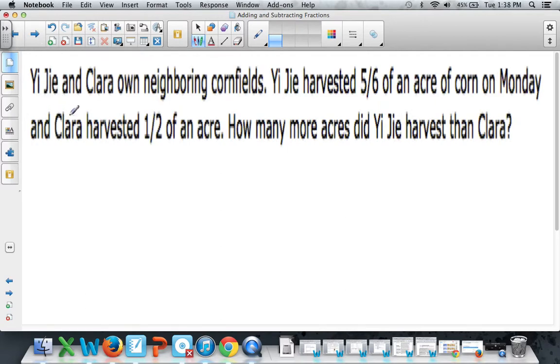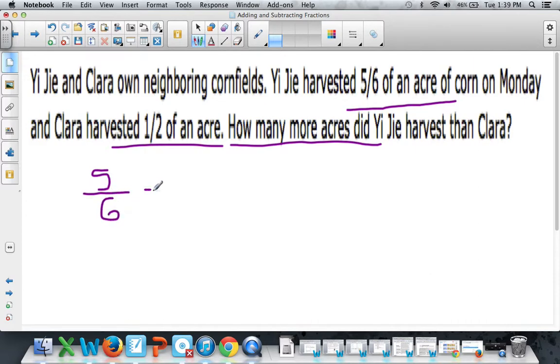Yiji and Clara own neighboring cornfields. Okay, I guess they're both farmers. Yiji harvested 5/6 of an acre on Monday, and Clara harvested 1/2 of an acre. How many more did Yiji harvest than Clara? Ooh, subtraction. So Yiji did 5/6, and Clara, subtraction, how many more? 1/2.